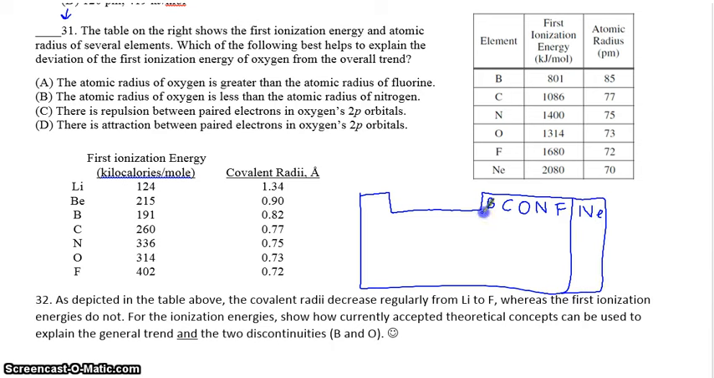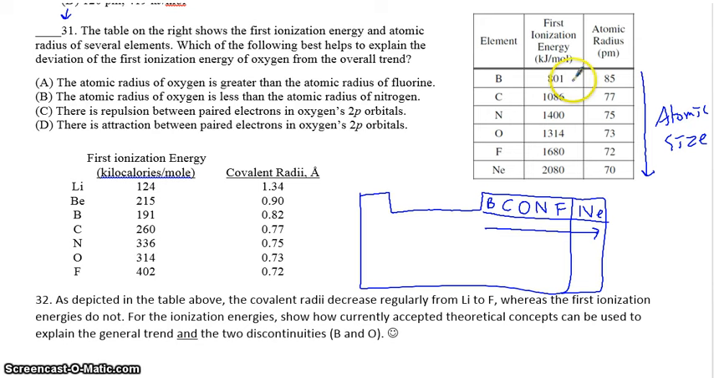So we're actually looking at the P block, just the P block. So you'll see that the atomic radius decreases as we go this way, which makes sense because we're going across a period. Atomic size decreases. Notice there is no exception. 85, 77, it just cleanly decreases.